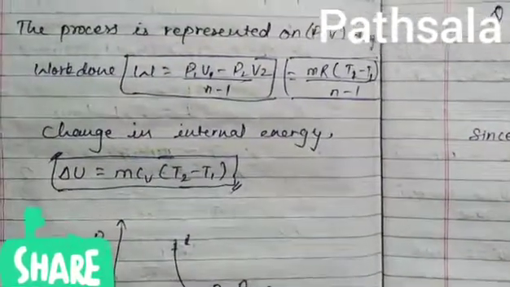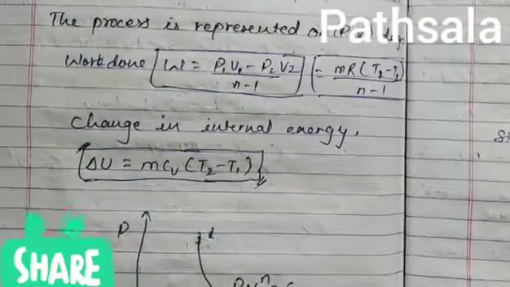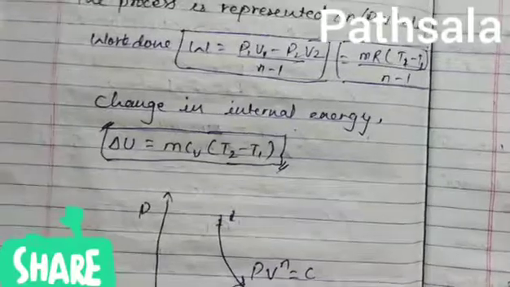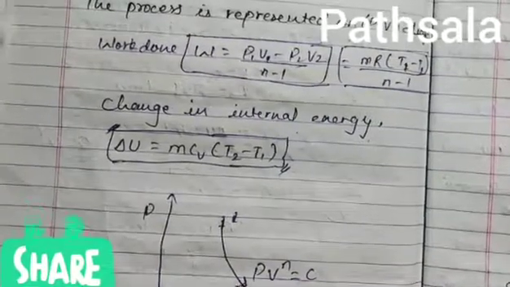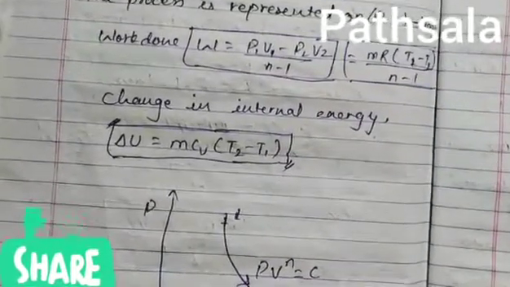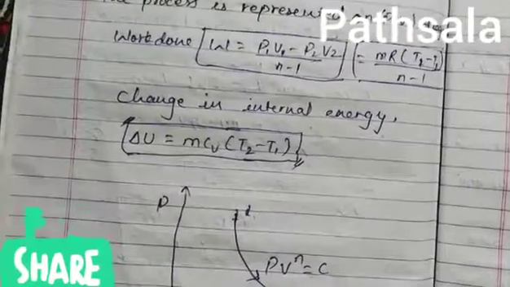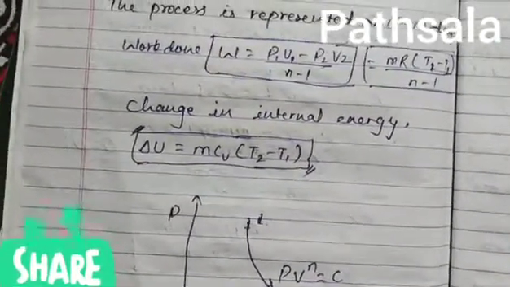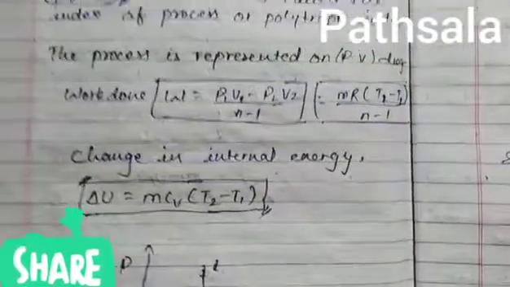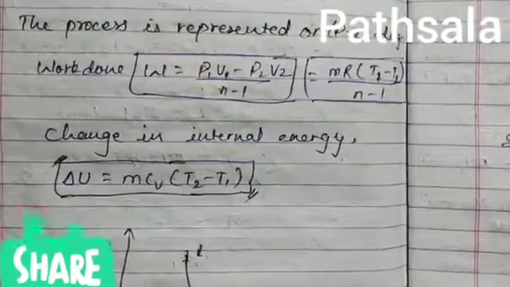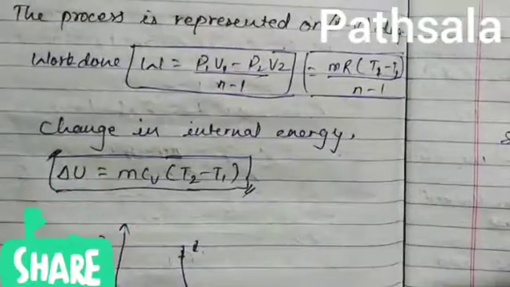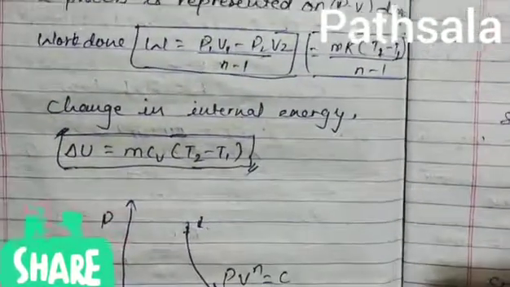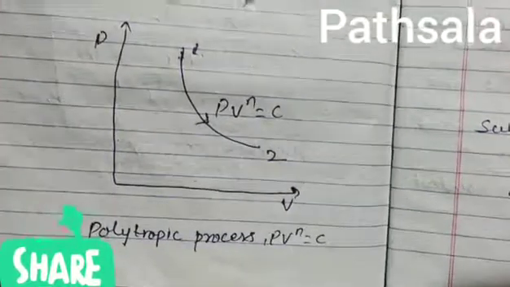You see that the work done in the adiabatic process is similar in the polytropic process. That is, W is equal to P1 V1 minus P2 V2 upon gamma minus 1 in the adiabatic process, but here in the polytropic process it is n minus 1. That is, n is the polytropic index. So the change in internal energy is equal to m Cv delta T. Now we get this.